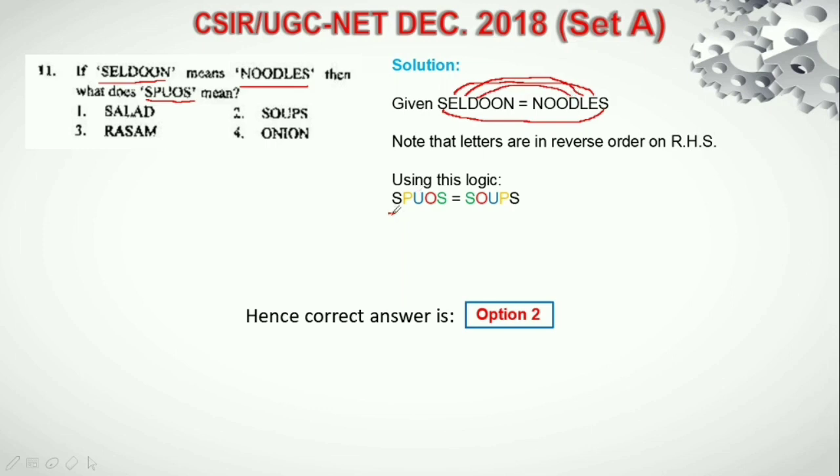So our given word is SPUOS. So its reverse will be SOUP and then S. So this means option 2 will be the correct answer.